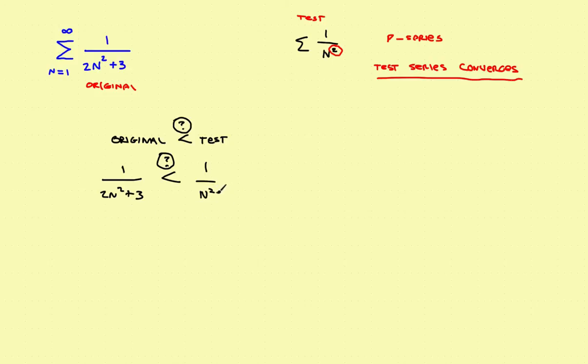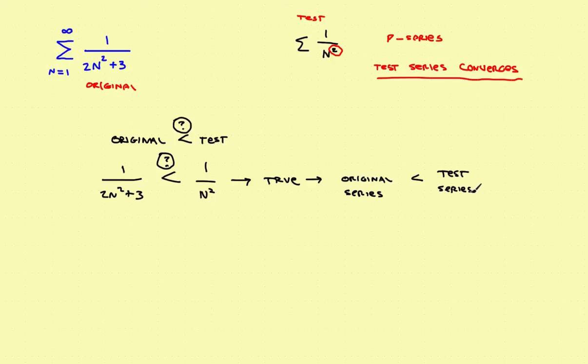Now again, you can use the same logic. Whatever number you put in here, if you square it, it's going to be a certain number. But then if you take that number, square it, multiply it by 2, and add 3 to it, the denominator on the left will always be bigger than the denominator on the right. Therefore, the fraction on the left will be smaller than the fraction on the right, which implies that this is true. And what that means is that the original series is less than the test series at every point.